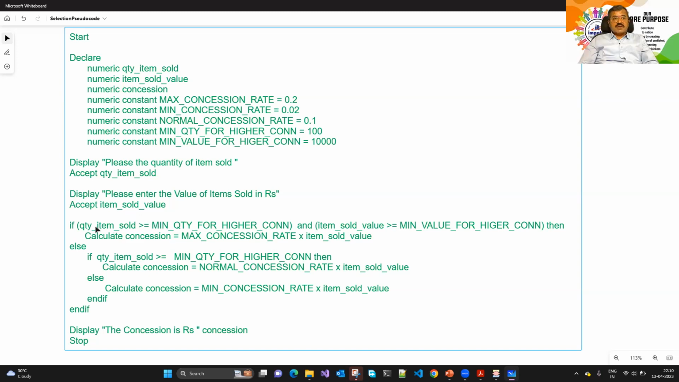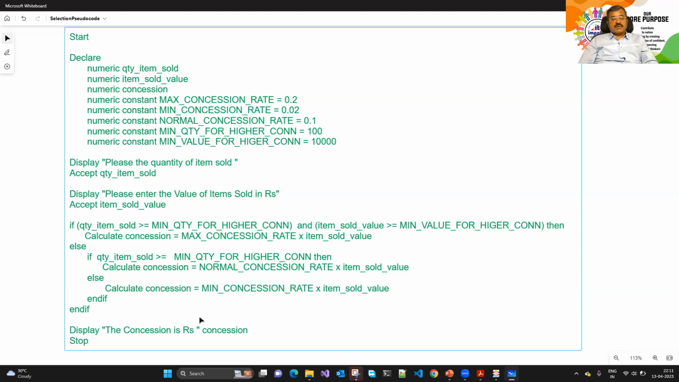So false and true. What will be the answer? False. So we go to the else part. Then we check: is 50 greater than or equal to the minimum quantity for the higher concession? Is 50 greater than or equal to 100? No, false. So we are calculating the concession at the minimum rate, and we are displaying the concession.